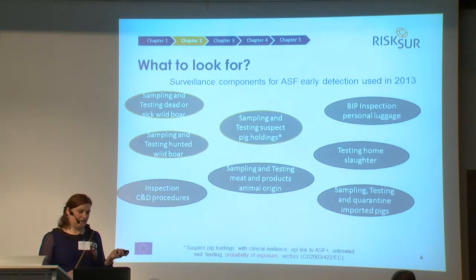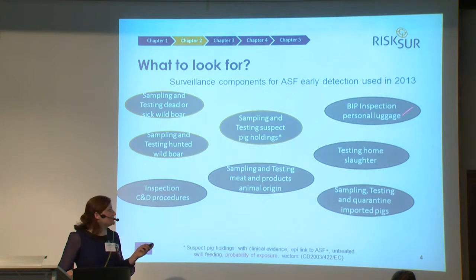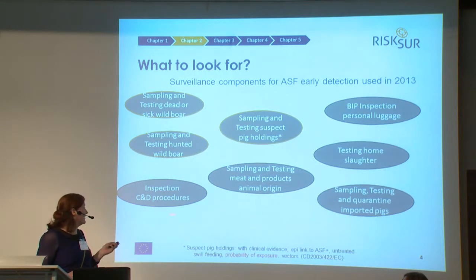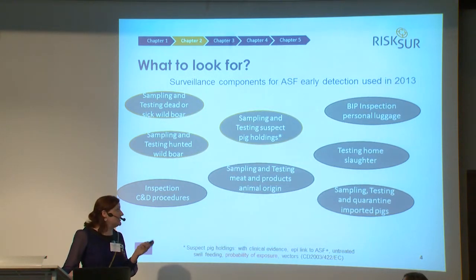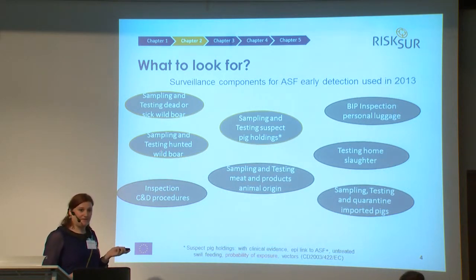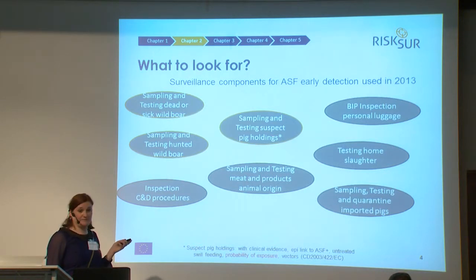it was thought that the main route of introduction was going to be illegal introduction. So there was a lot of effort put into inspection of personal luggage at border inspection points, or cleaning and disinfection procedures, for example. There was also testing of meat products and so on. And then it actually was introduced through wild boar. So the attention focused mainly on wild boar components: sampling and testing dead or sick wild boar, and sampling and testing hunted wild boar. Now, the European legislation also contemplates sampling and testing suspect pig holdings.